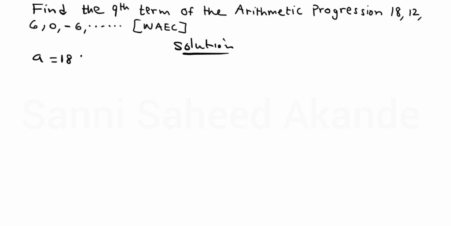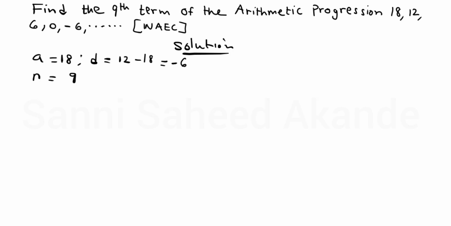Then our common difference d will be equal to, so we take the second term, which is 12, minus the first term, which is 18. Then 12 minus 18 will be equal to minus 6. So our common difference is minus 6. Is that understood? Alright, so our n is equal to what? 9. So that's the value of n.